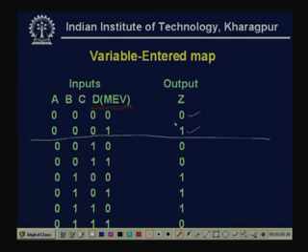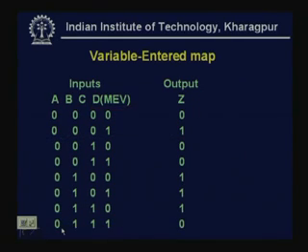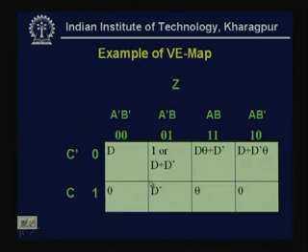Then how can I represent this? See, ABC 0 0 0 means A dash, B dash, C dash, this is my term 0 0 0. And see, if D is 0, output Z is 0, if D is 1, Z is 1. That means my output is nothing but D. So for this term, A dash, B dash, C dash, the output is D.